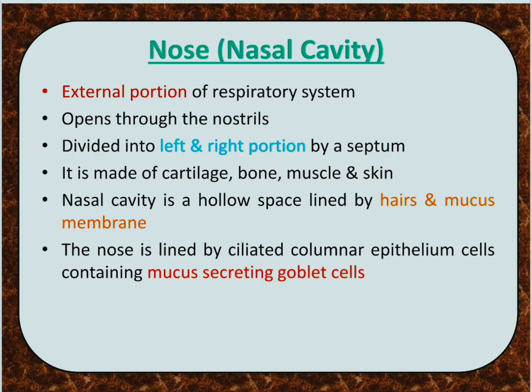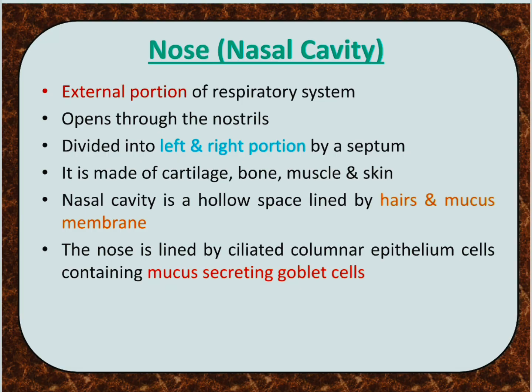Next is the nose. The nose or nasal cavity is the external portion of the respiratory system. We can see the nose, it is external. It opens through the nostrils, two holes called nostrils. It is divided into right and left portions by the septum in the middle. It is made up of cartilage, bone, muscle and skin. The nasal cavity is hollow, and air and mucous membrane are present.